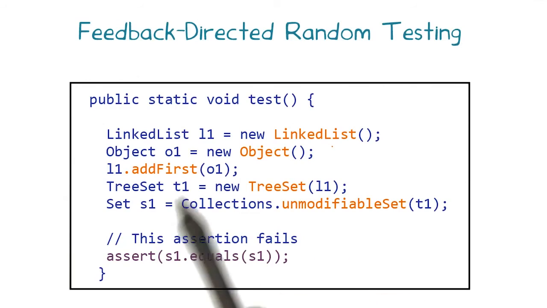Here is a real unit test generated by Randoop when run on the Java Standard Library version 1.5. This test shows a violation of the equals contract. A set S1 returned by the unmodifiable set library method is not deemed equal to itself, which violates the reflexivity property of the equals method as specified in the Java Standard Library API's documentation. This test actually reveals two errors, one in the equals method and another in the tree set constructor method, which failed to throw a class cast exception as required by its specification.